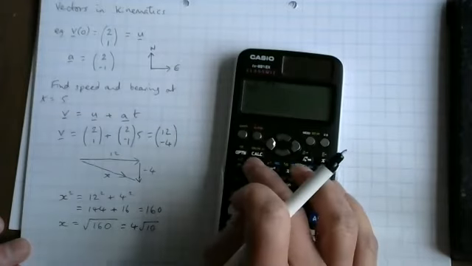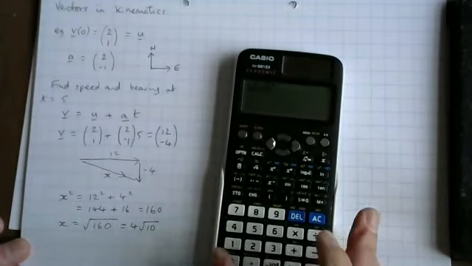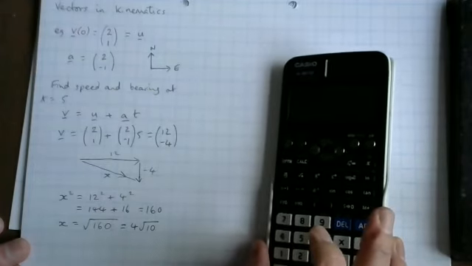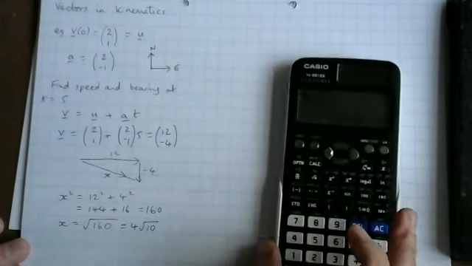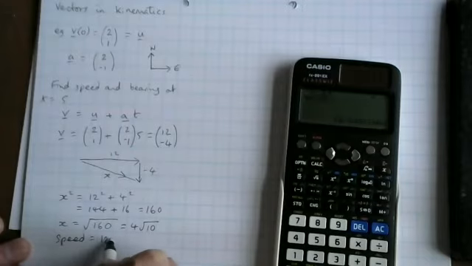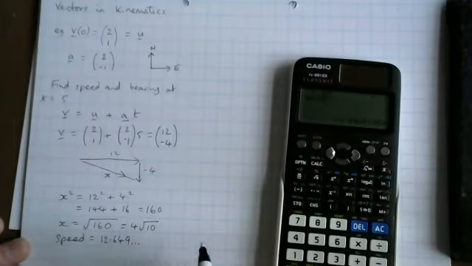4 times root 10 equals 4 root 10, and that's 12.649. Speed equals 12.649. Round it to something reasonable. The exam will usually say 3 significant figures unless told to do otherwise.